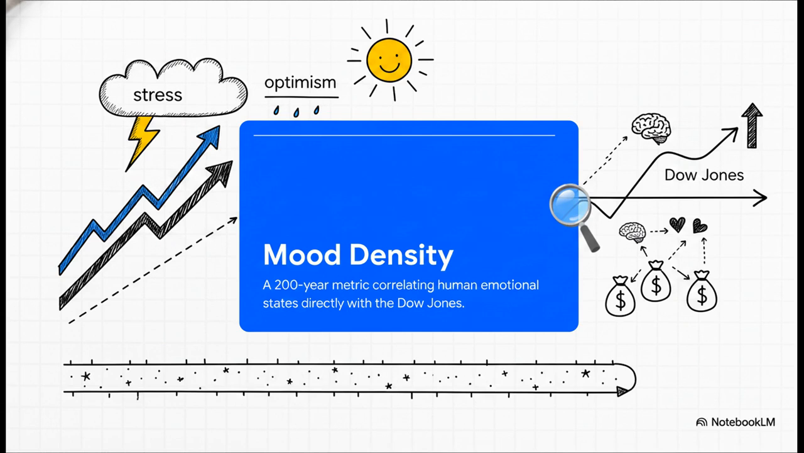Essentially, if you can track the underlying conditions that generate mass human stress or optimism, you can exactly map the Dow. It's a huge pivot from traditional financial analysis, right? It sets us up for a completely different kind of deterministic predictive model.